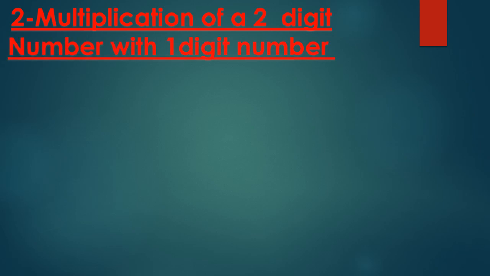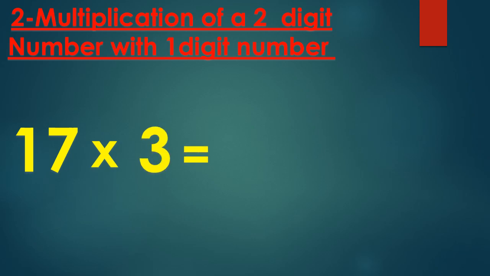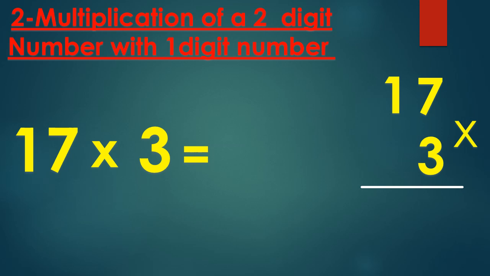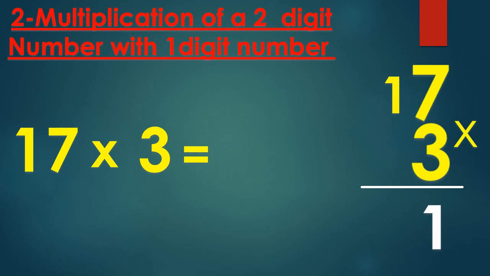Second, we have multiplication of a two-digit number with a one-digit number, like 17 times 3. First, we write them one below the other. Make sure that the smaller number is down, so it makes the multiplication easier. Okay, we start from the right. 3 multiplied by 7 from the timetable of 3 is 21. We write down the 1 and carry up the 2.